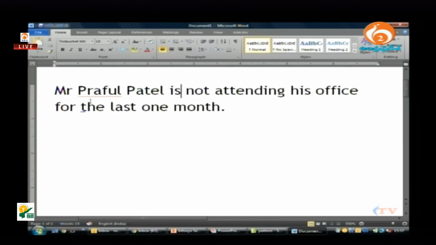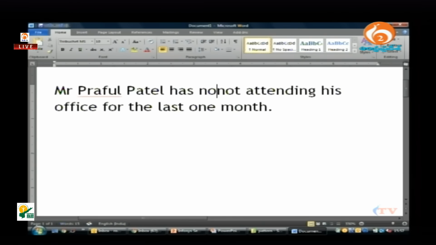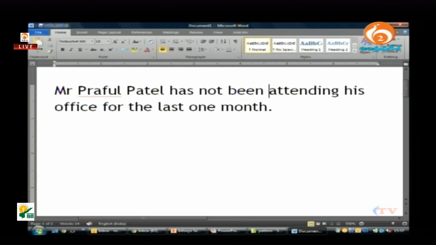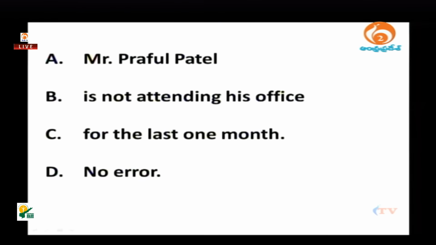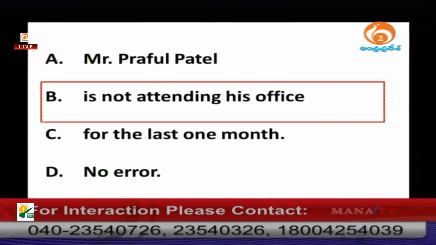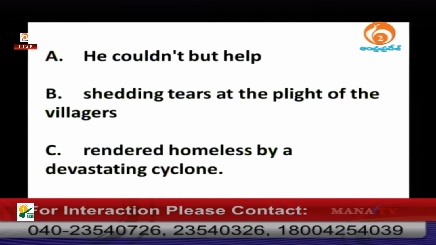It should be has not been attending. Mr. Praful Patel has not been attending his office for the last 1 month. So I will pick B as the stem where there is a mistake. It should be Mr. Praful Patel has not been attending his office for the last 1 month. The lines are going to open up now, so please do call and ask your questions. Here is the next question for you.